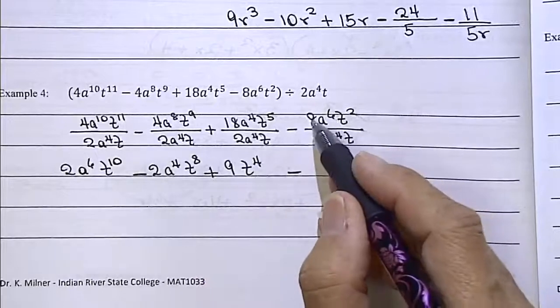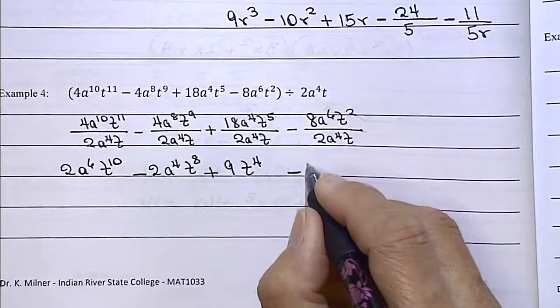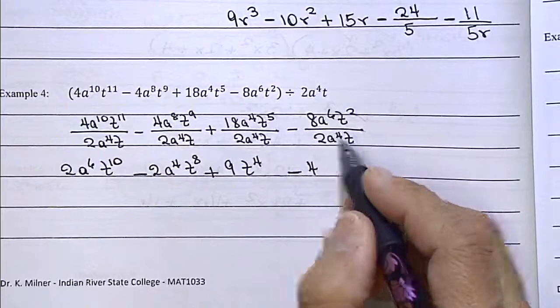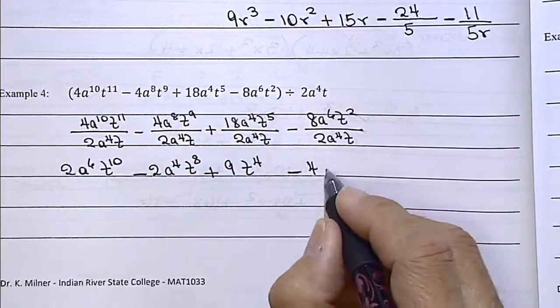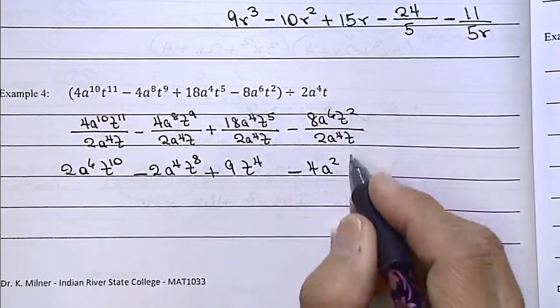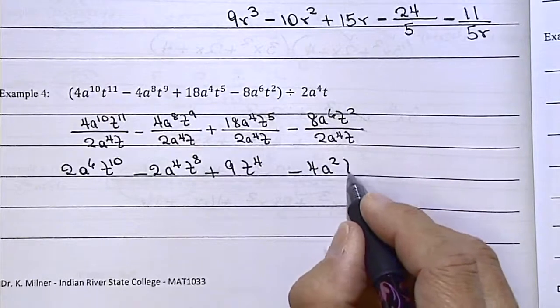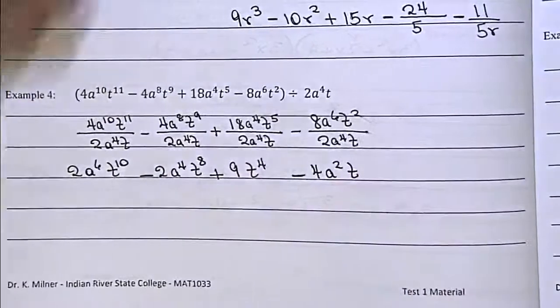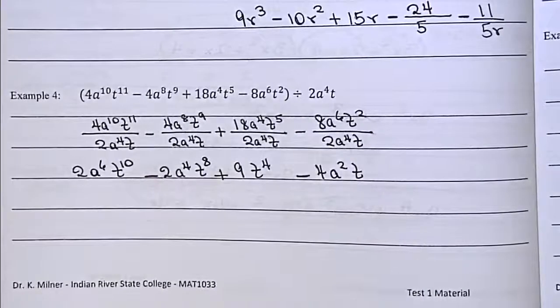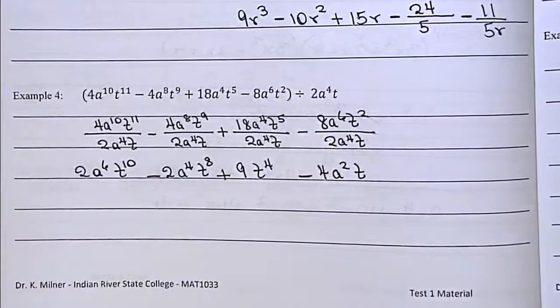And now we say 8 divided by 2. And we say a to the 6th divided by a to the 4th. And t squared over t. Just t. Nothing in the denominators. Everything turned out to be whole numbers. But you know from the past it doesn't have to be, right?